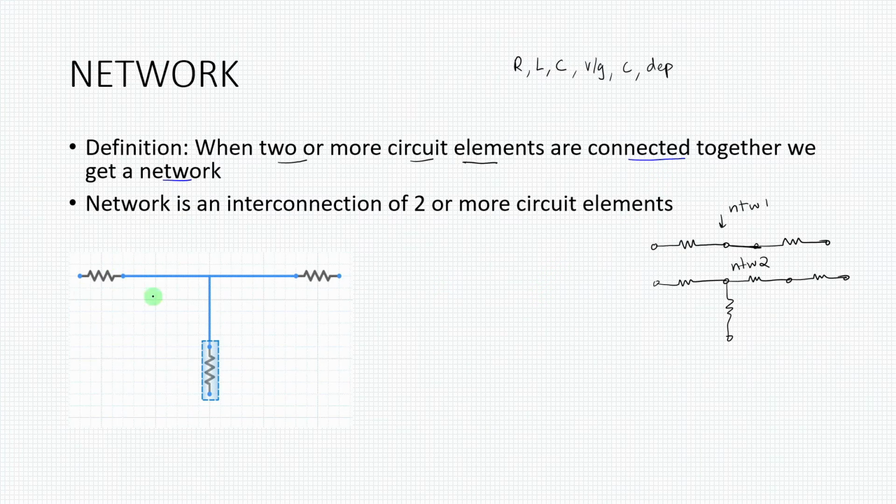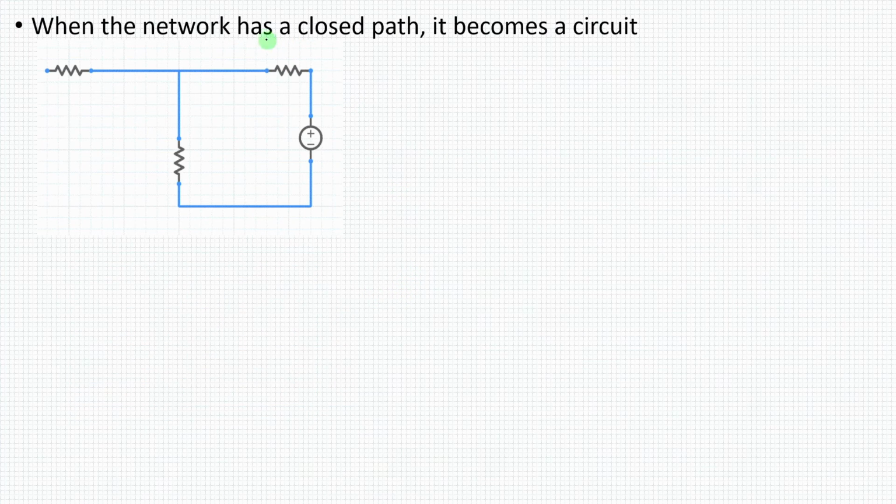This is also an example of a network that you can see here. It has three circuit elements, so let us call them 1, 2 and 3. You can see that this is the point of interconnection of all these three elements. Now you can see that this is like an open network, right? Whenever a network has a closed path, it becomes a circuit, something like this.